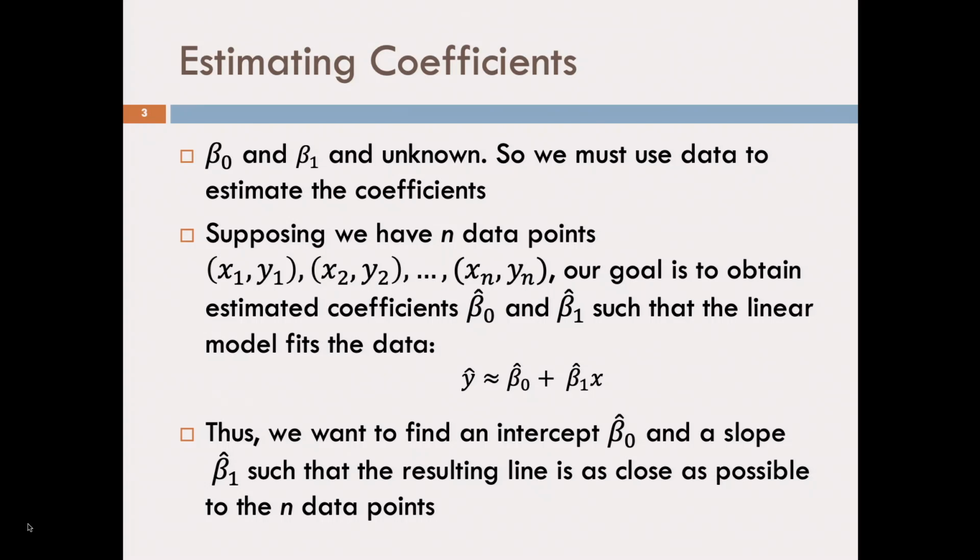Okay, so suppose we have these data points. We want to obtain estimated coefficients that are as close as possible to the true coefficients that approximate the population. So we want to find an intercept and the slope. The intercept is the point where the line crosses the y-axis, and this beta 1 is the slope. So we want to find these coefficients based on data.